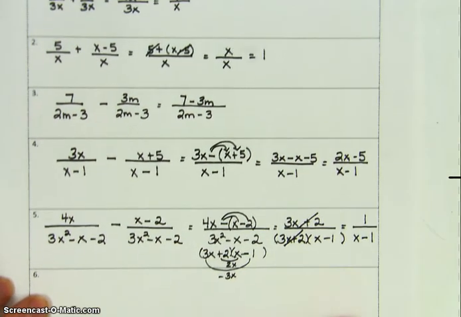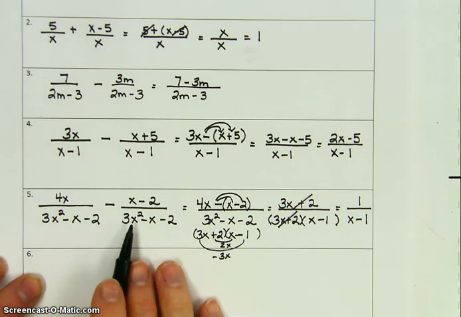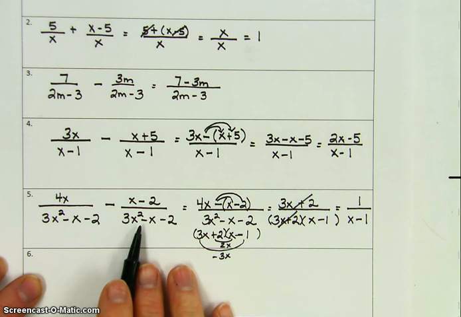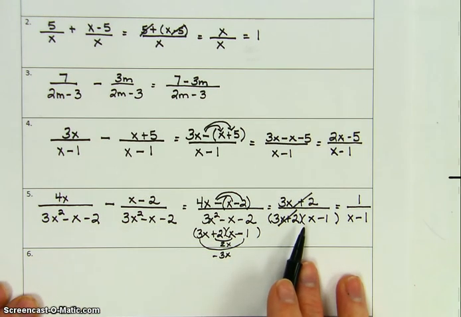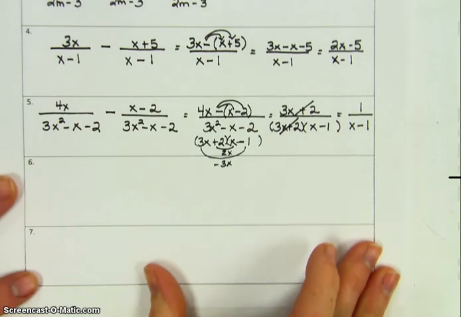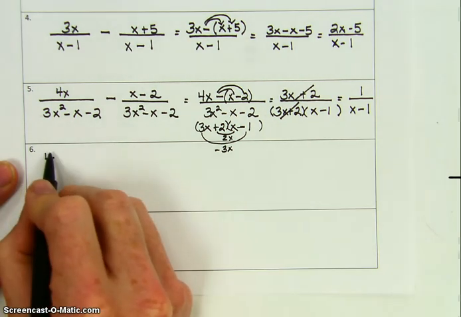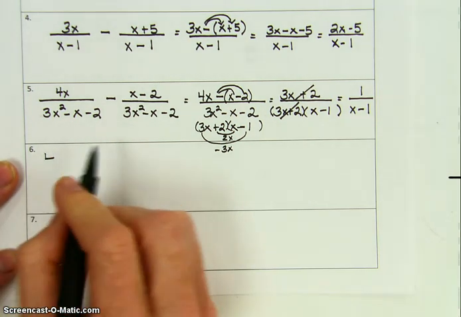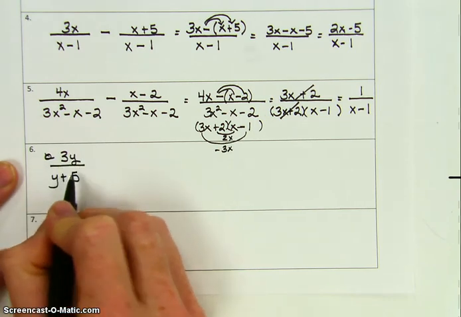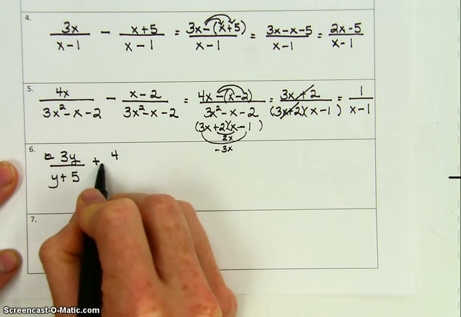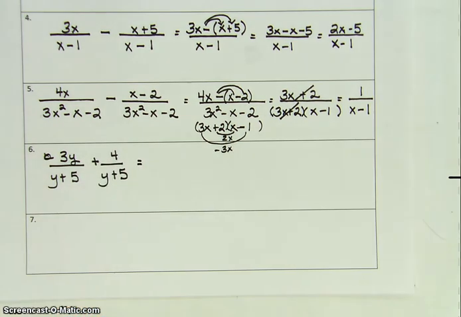Okay? So remember, if it is a simple denominator, you're okay. If it is a complex denominator that you probably will factor, go ahead, keep your denominator, but when you're simplifying, make sure you factor everything. Okay, questions 6 and 7, I'm going to let you try to do these by yourself. Question 6 is going to be 3y over y plus 5 plus 4 over y plus 5. Go ahead, take a moment and try that one.